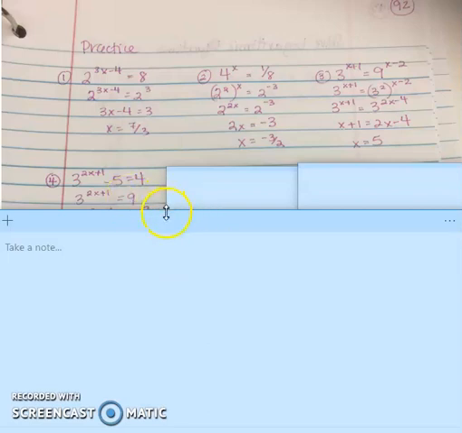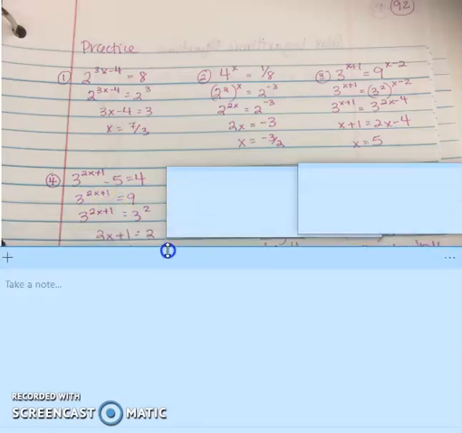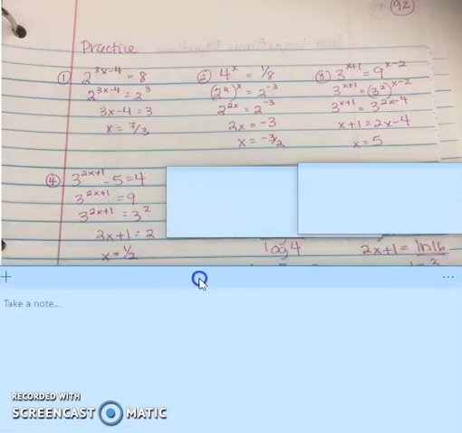We'll change this 9 to 3 squared. Now the exponents will be set equal to each other. Solve for x, and we end up with x equals 1/2.